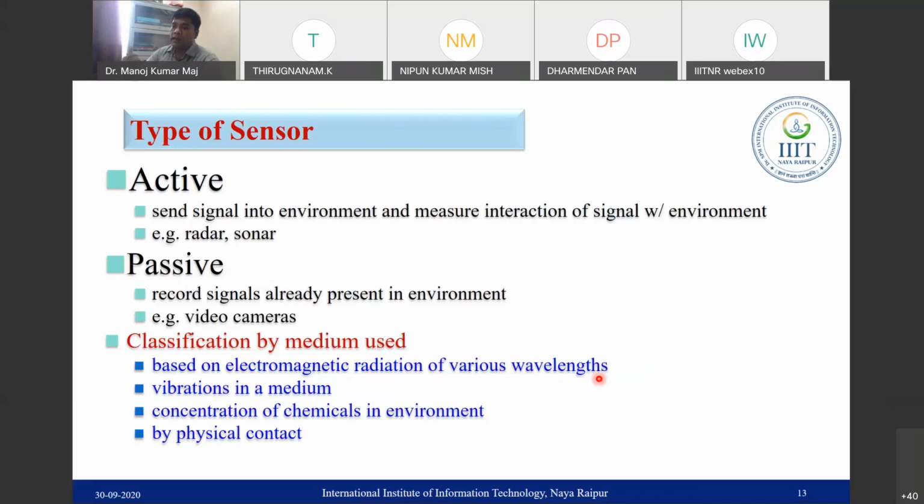There will be electromagnetic radiation, the vibrations in a medium, so how much the medium is vibrating, and the concentration of the chemicals in the environment, because we have to sense from the environment. Whatever chemicals are present in the environmental changes should be detectable, and also by physical contact. That is how we can contact some of the other environmental items or sensing systems, using physical contact. Using these, we can have different kinds of sensors.